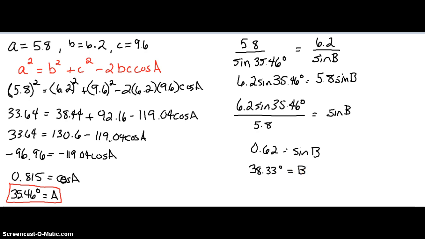So there's our second angle, and then of course to find our third angle, since we know A and B, all we have to do is add those two values up and subtract from 180, and that's going to give us C equal to 106.21 degrees. So there's our three angles.